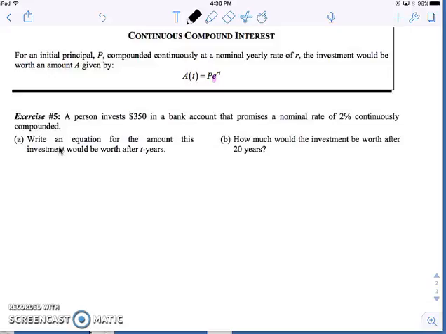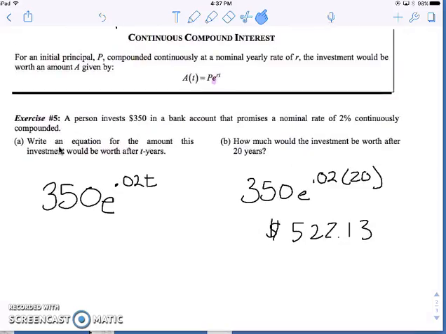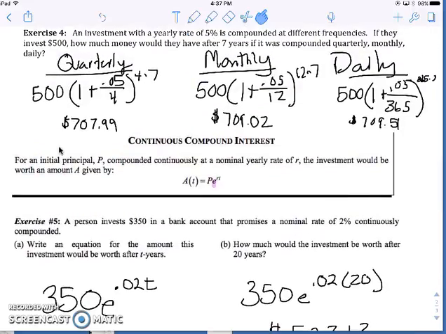So we invest $350 at 2% continuously. After 20 years, it's just going to be 350 e to the 0.02 times 20, where the rate is 0.02 and t is the number of years. Again, you have that e key on your calculator that you can use. And we end up with $522.13. So why don't you try the next page and see what you can come up with on those practice problems.